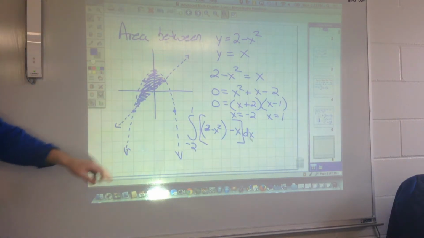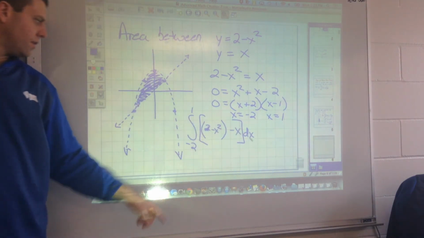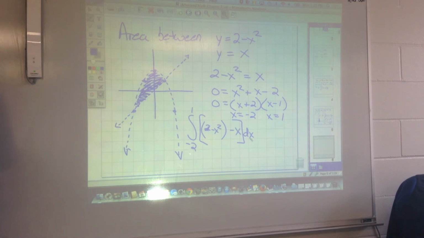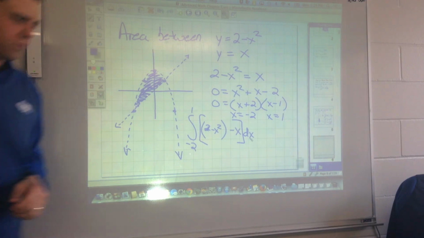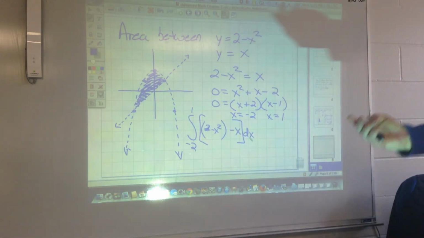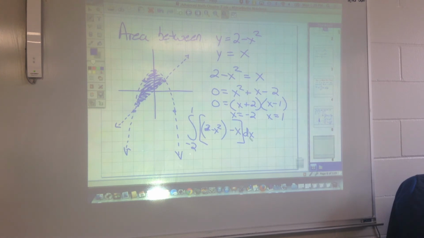So you'll find the area between this curve and this curve from -2 to 1. So again, they'll be similar type antiderivatives. I'm not going to go through it right now, just for time purposes on the video. It's going to be very similar. This answer ends up being 9/2. The answer should be 9/2.